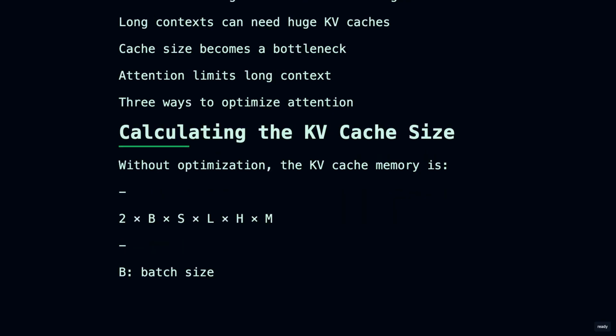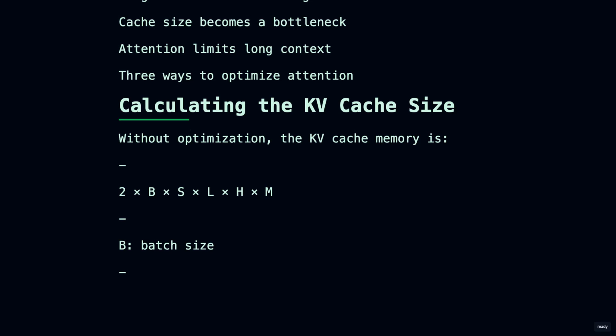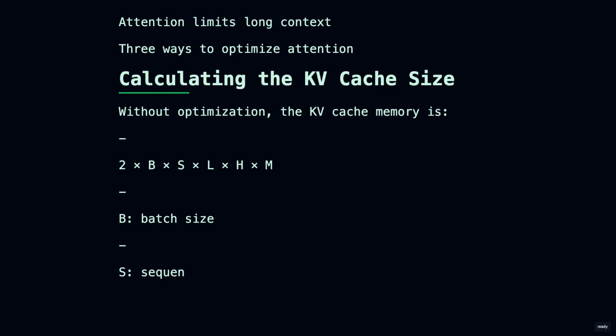Batch size is how many sequences you process at once. Larger batches improve throughput, but they also increase cache memory. Sequence length is the number of tokens in the context. This is often the biggest driver of KV cache growth.